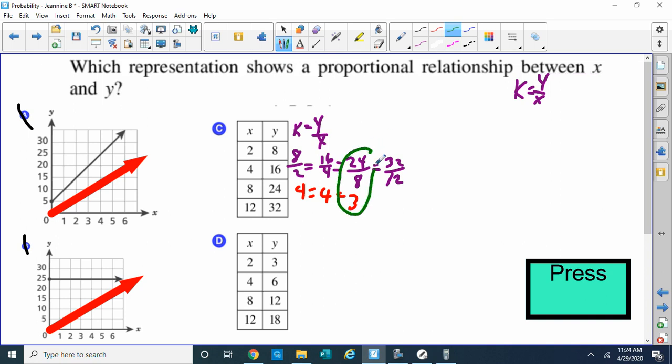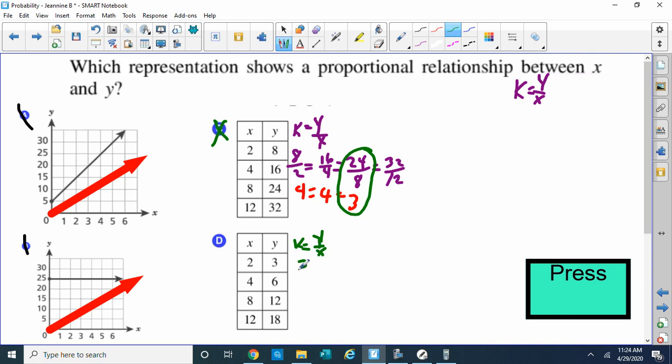Because in order for it to be a proportional relationship, all of these fractions have got to be reduced down to an equal number. So since this does not equal, I'm not going to even reduce the next one. I'm going to cross that out and take a look at the last one. So I'm going to start this off again with my formula. Y is equal to k over x.